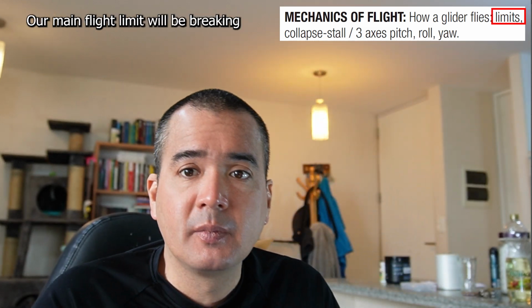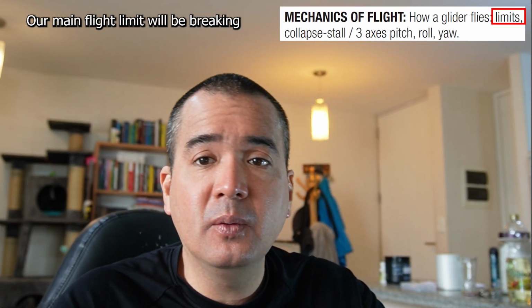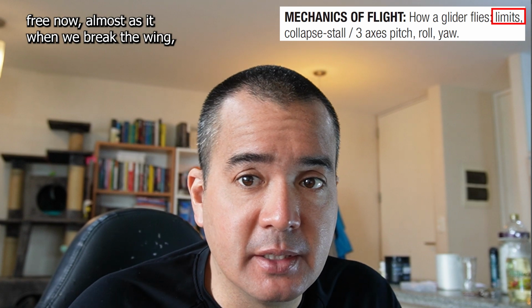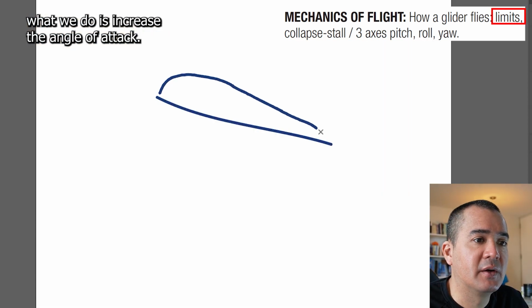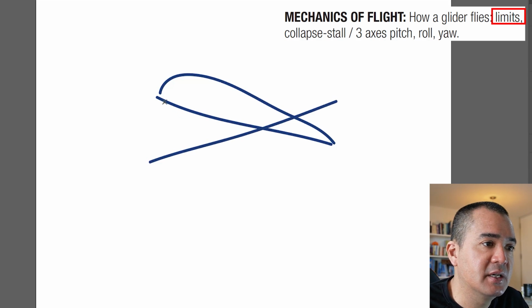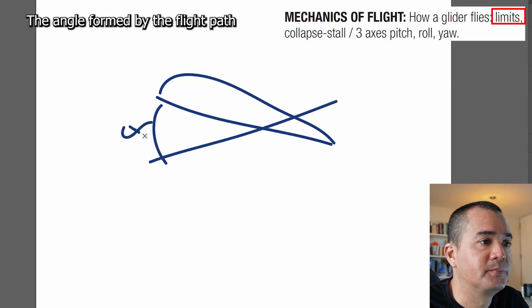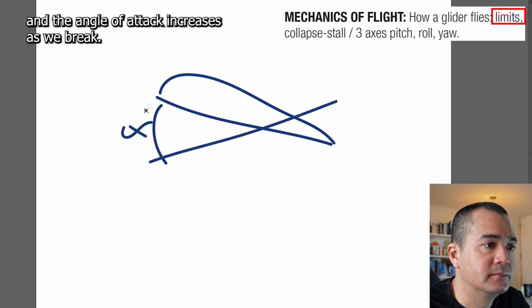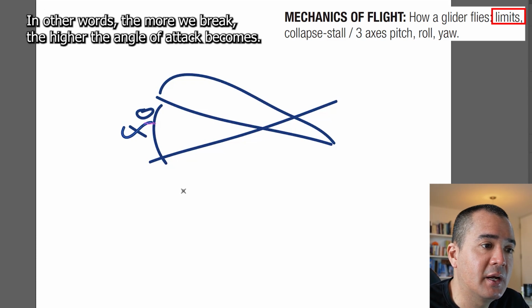Flight limits. Our main flight limit will be braking. When we brake the wing, what we do is increase the angle of attack. The angle formed by the flight path and the angle of attack increases as we brake. In other words, the more we brake, the higher the angle of attack becomes.